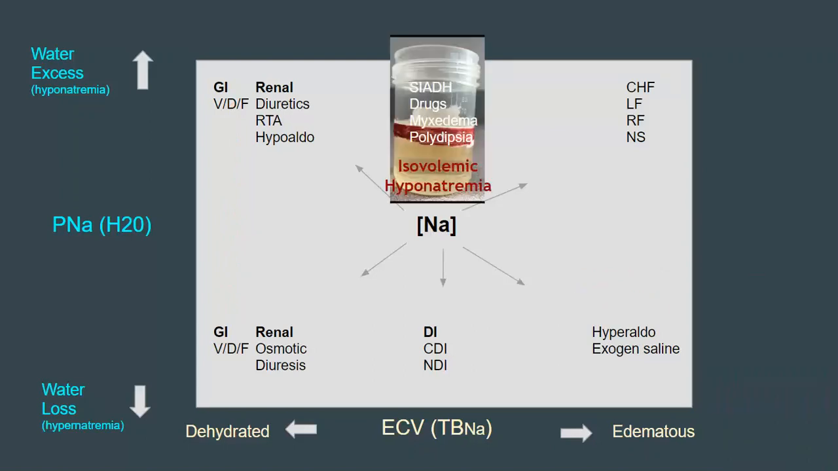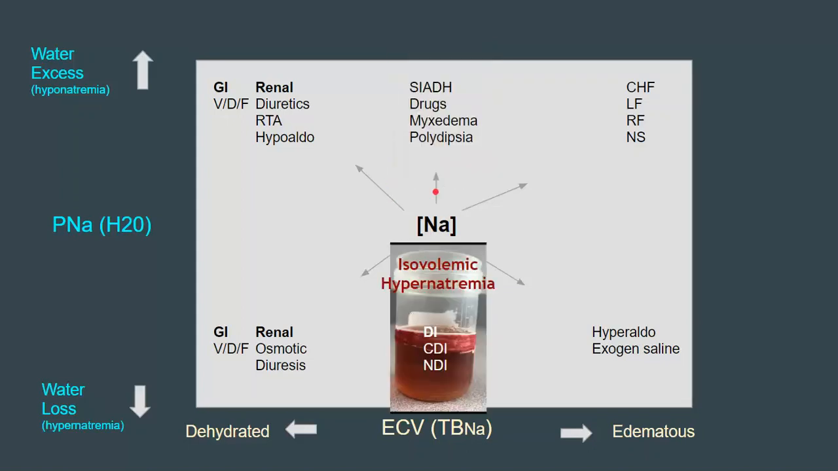Let's look at this one. We have two conditions. These are water problems. They don't have anything to do with sodium problems. And the exam is normal. In other words, they're not edematous and they're not dehydrated, but yet some of these people have low sodiums and some have high sodiums. So this person over here has isovolemic hyponatremia. This person over here has isovolemic hypernatremia.